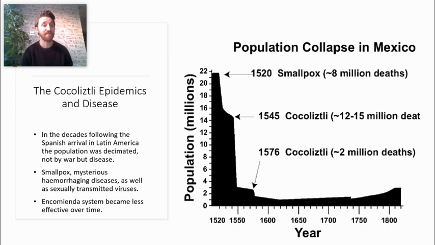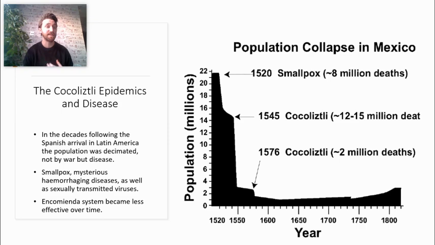If you look at the graph that I've included on this slide, at the bottom you have the years, and at the side you have the population in millions. Now, at the start of the 1500s, the population of Mexico is just under 22 million. And if you can see, between 1550 and 1600, that gets as low as below 2 million. And the reason for this is unintentional biological warfare.